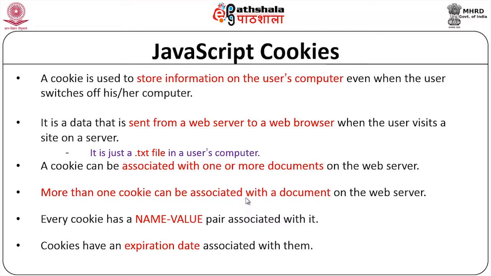This cookie can be associated with one or more documents, or you can put more than one cookie for a single document. A cookie has a value as a pair, that is, a name and a value are associated. It is a pair of values that is stored as a cookie value, and cookies can also have an expiration date associated with them.